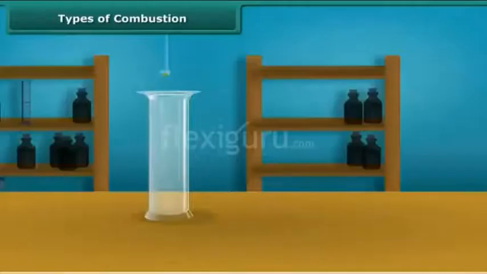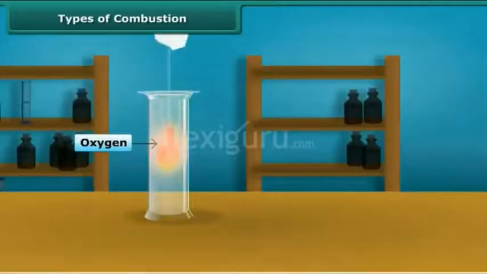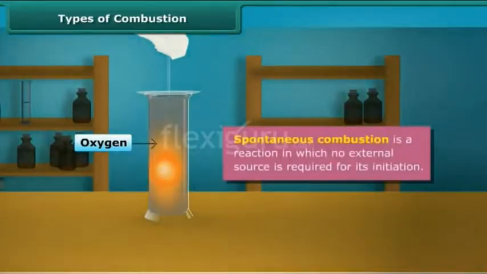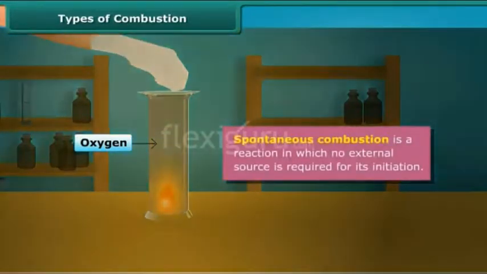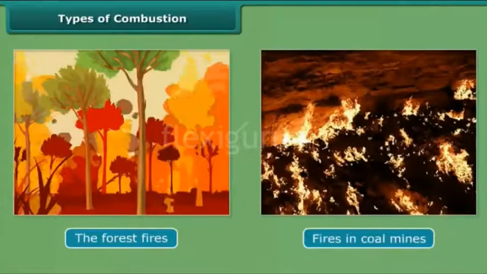When white phosphorus is left in the open for some time, it catches fire. This type of combustion is called spontaneous combustion. Other examples of spontaneous combustion are the forest fire and fires in coal mines.